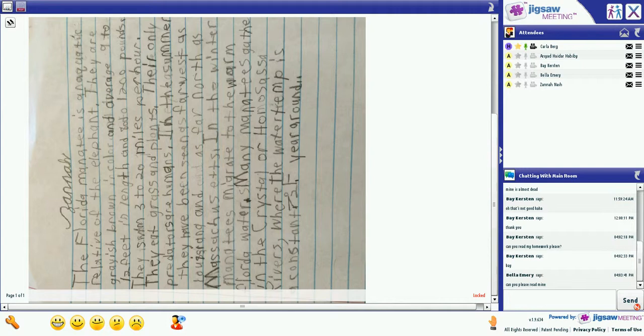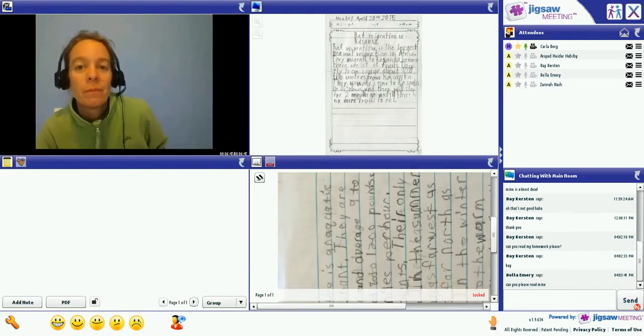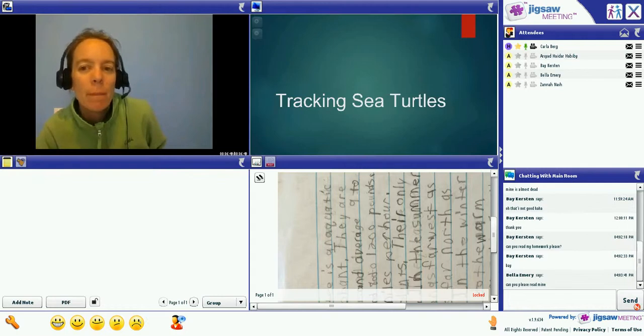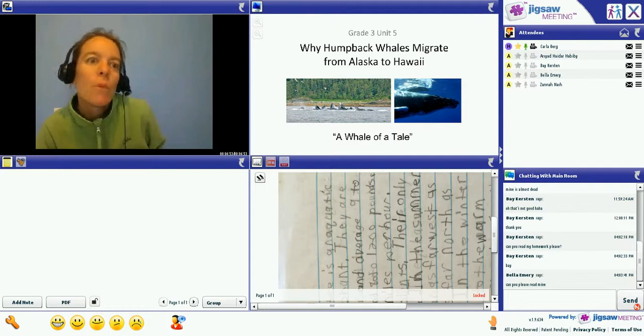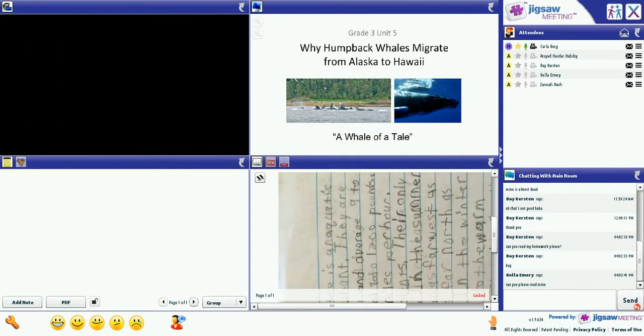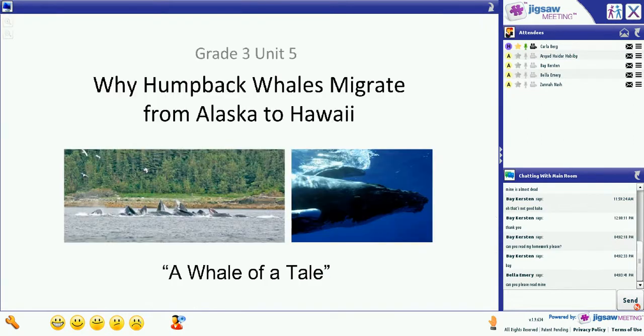Now, I would like to share my humpback whale migration with you. So mine is up on the PowerPoint screen. And this was supposed to be the end of last class, but we ran out of time. So go ahead and make your PowerPoint screen larger. And here we have why humpback whales migrate from Alaska to Hawaii. A whale of a tail.